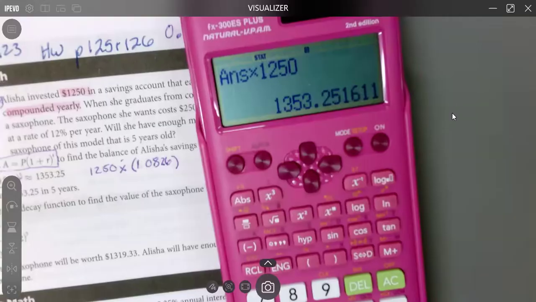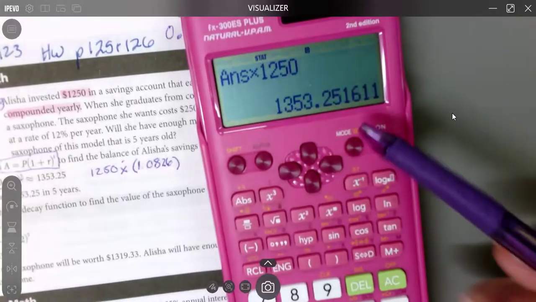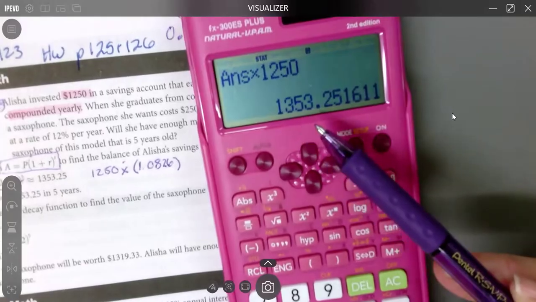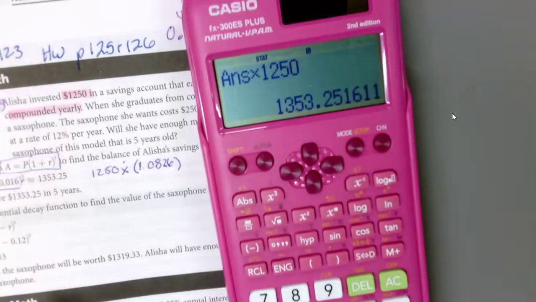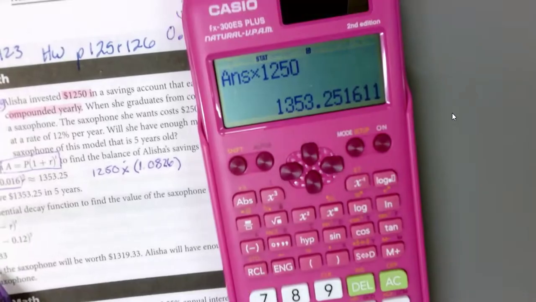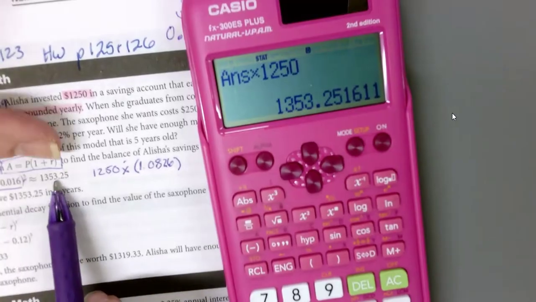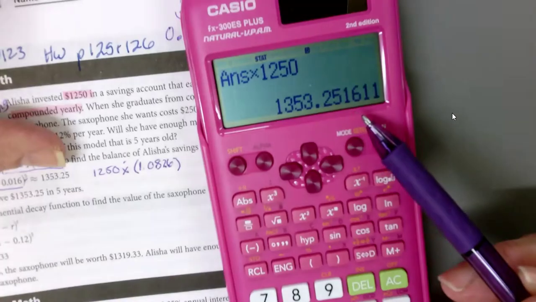All right, but let's take a second to talk about the rounding here. So our answer was 1,353.25, and that's exactly what the book wrote, beautiful. But it continues on and has this 1611.